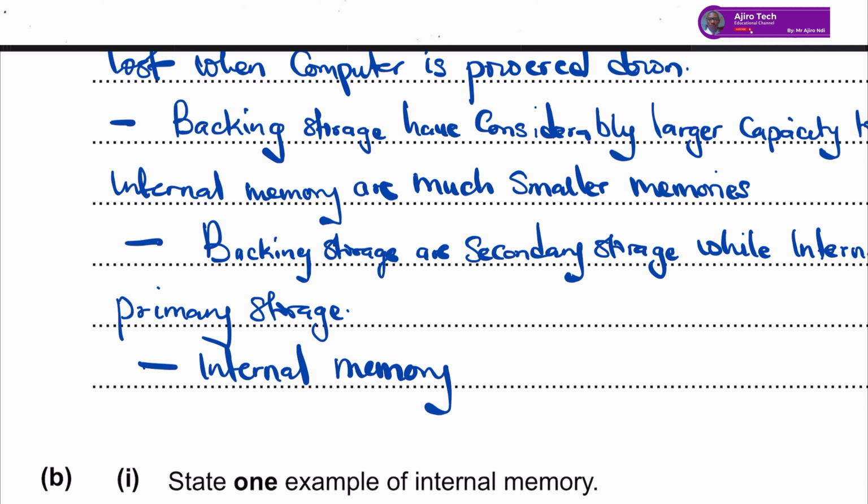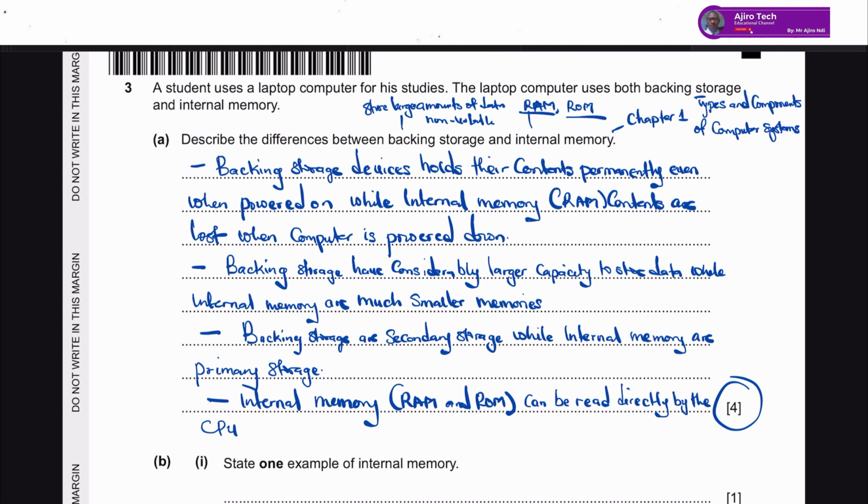Okay, let's look at the B part of it. State one example of internal memory. Of course, you just need to pause this video and then try to give that one mark, because obviously I've explained the whole concept for it. So again, it has two, which is the random access memory and the read-only memory. So you can choose any one from it, right?